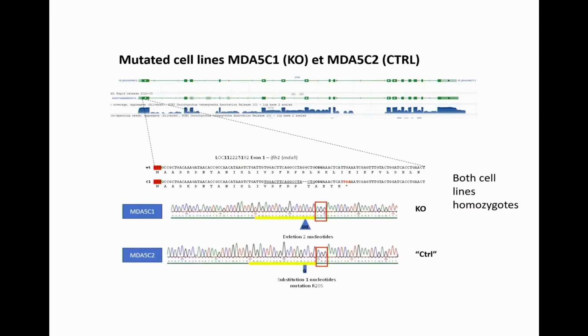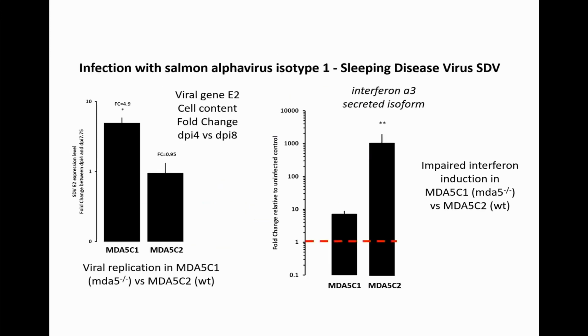So we used one guide. We could verify that in one of the cell lines we had a deletion of 2 nucleotides in the expected site, so it was really mutated. And in another control cell, we had just a substitution that had no effect. And we used it for control. So the C1 is a mutated and the C2 is a control.